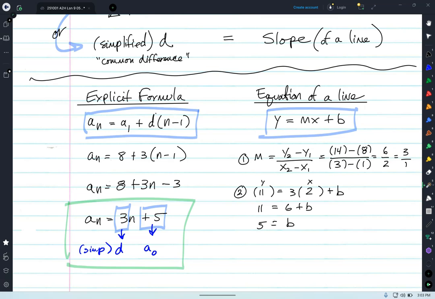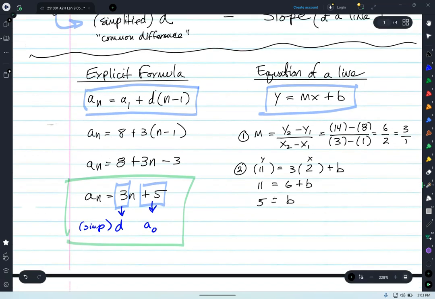Now, lastly, once you have these two numbers, you write your linear equation. You go back to your generic y and x, so y equals 3x plus 5. It's literally the same thing. Wait, no, it gets better.